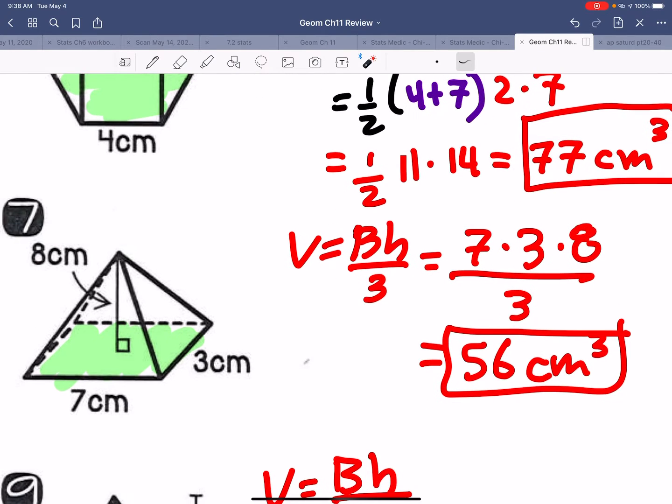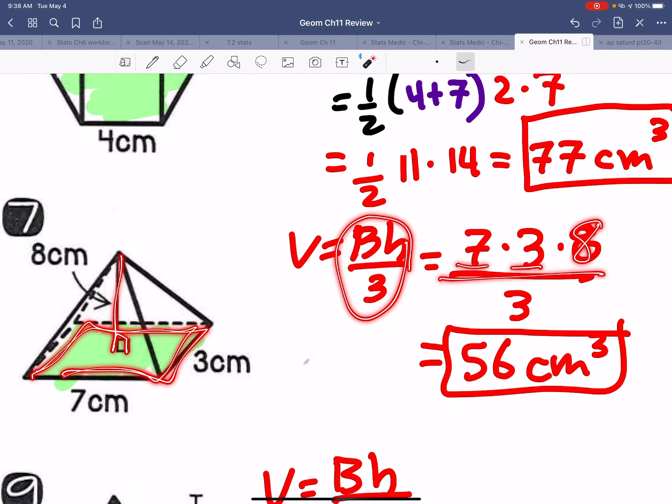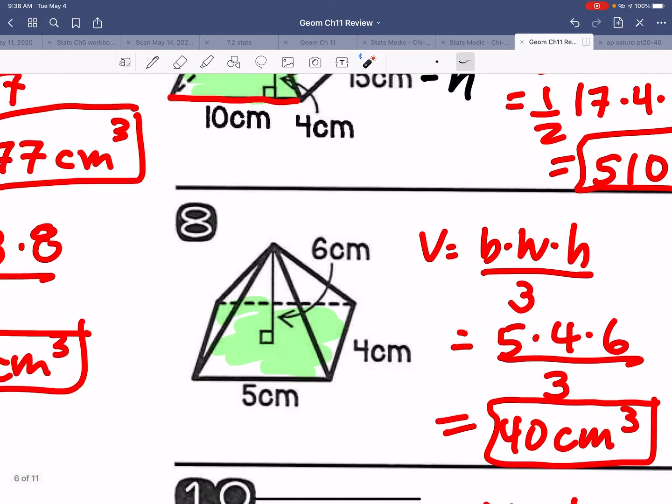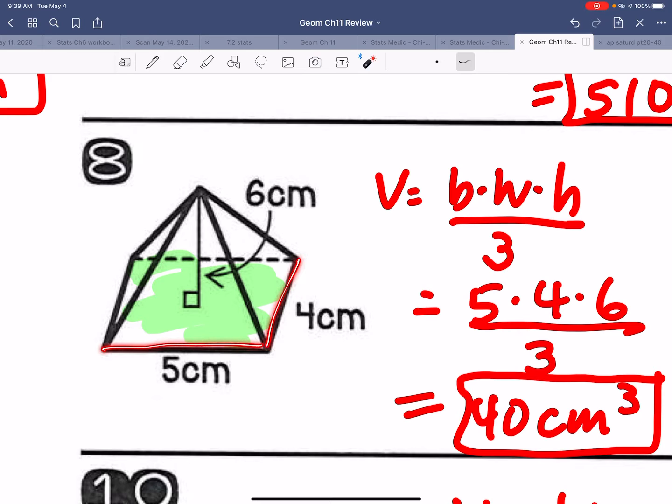7. Now these shapes are getting smaller. These triangles are getting smaller and smaller, or rectangles. So we find the area of the base, which is a rectangle, 7 times 3, times however high we stacked it, 8. And then don't forget to divide by 3 because the shape got smaller. So we get 56 centimeters cubed. Going to number 8, we've got 5 by 4 by a height of 6. So 5 times 4 times 6, but we want to divide by 3, so we get 40 centimeters cubed.